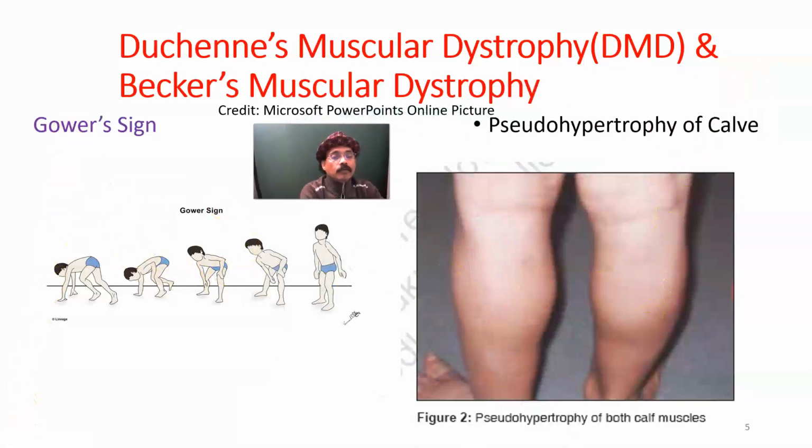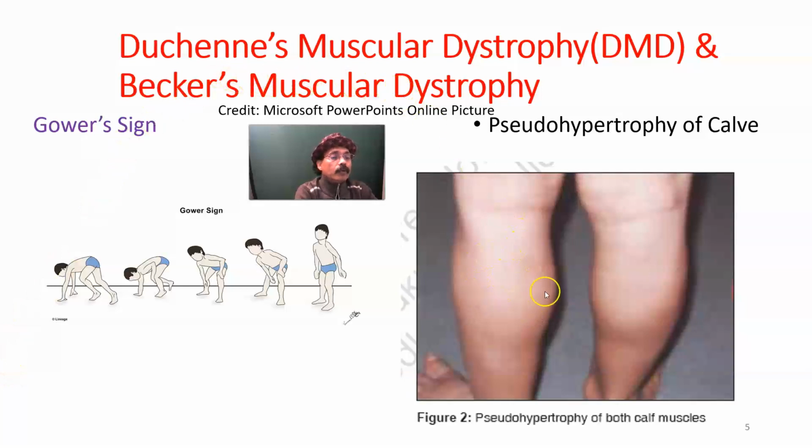So these two images I have taken from the Microsoft PowerPoint online pictures. This is the Gower sign. A child cannot stand from this position, or from the supine position cannot stand up. Here, when he likes to stand, he should climb on himself or herself, so that way they can stand. This is Gower sign, a very important sign for muscular dystrophy, specifically Duchenne muscular dystrophy. Maybe also in Becker's muscular dystrophy.